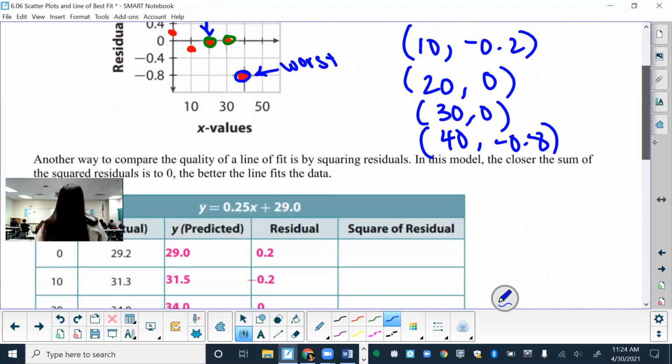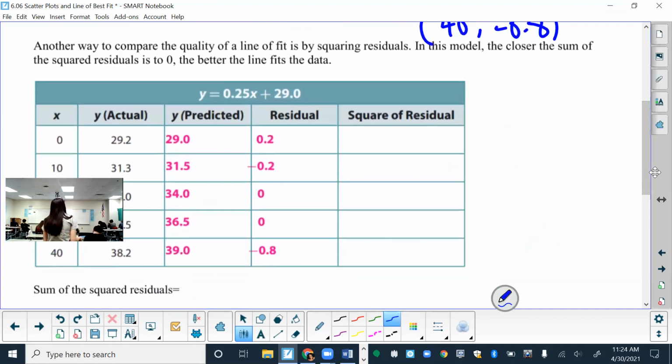All right, so scrolling down, another way would be to calculate the residuals. So we already did that. We calculated the residuals, squared the residuals, added them up, and saw what that value is. If that value is closer to zero, compared to maybe another line, then that would be a better line of fit. So basically squaring them, taking the sum of them, and seeing what that value is.